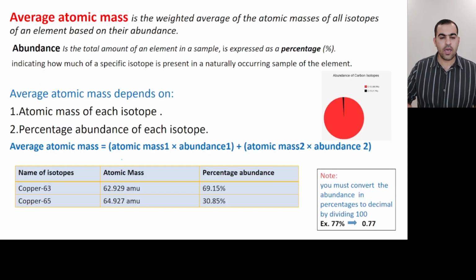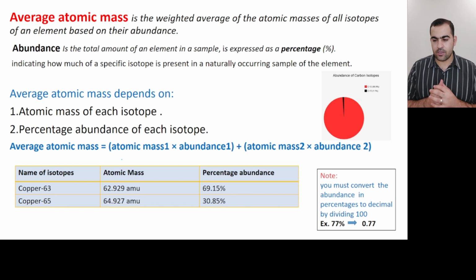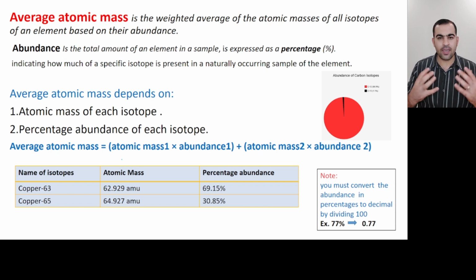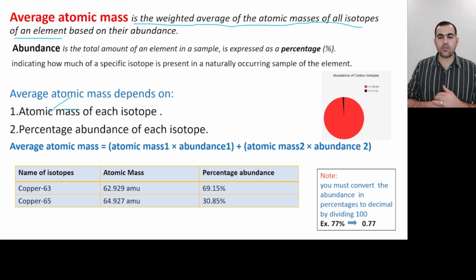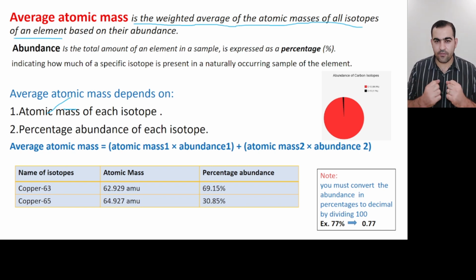Average atomic mass: each element has different isotopes, and each isotope has a specific relative atomic mass. How can we get an average? You're not going to sum the atomic masses and divide by the number of isotopes. No, we're not going to do that. Let's first talk about the average atomic mass. Average atomic mass is the weighted average of the atomic masses of all isotopes of an element. How can we get an average?